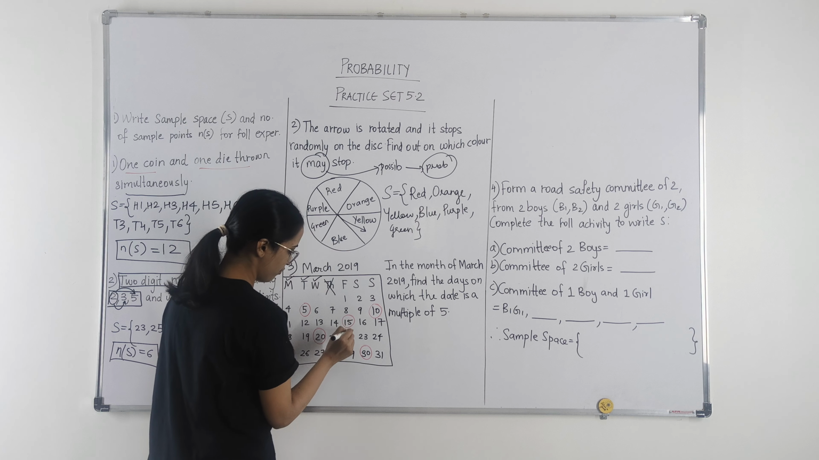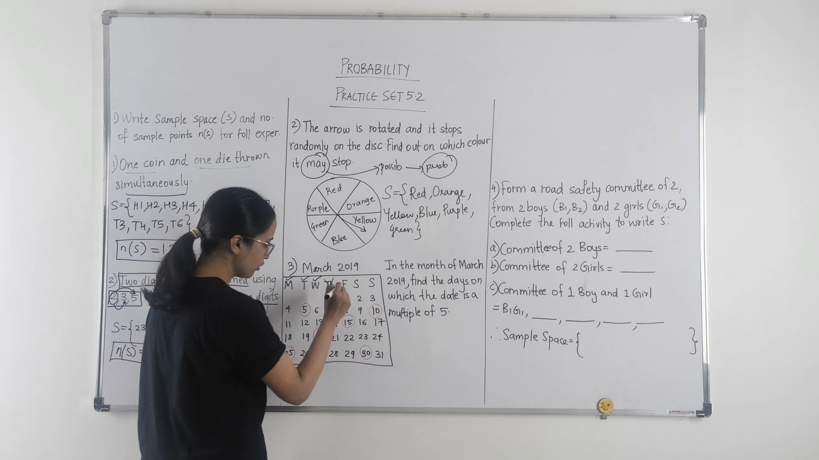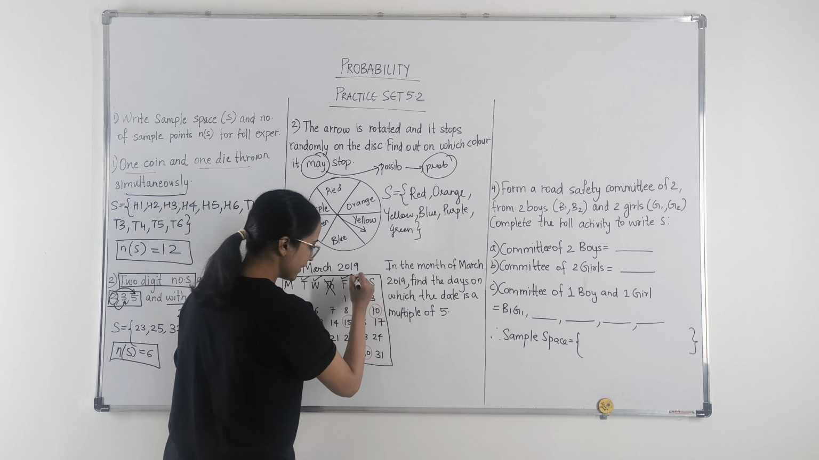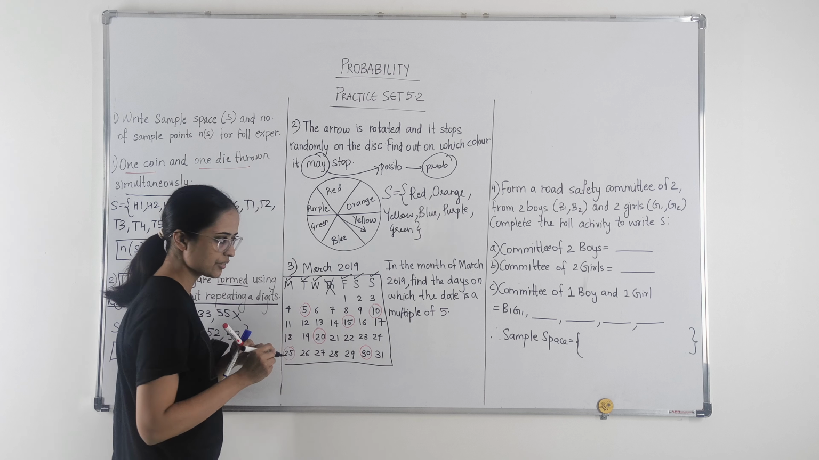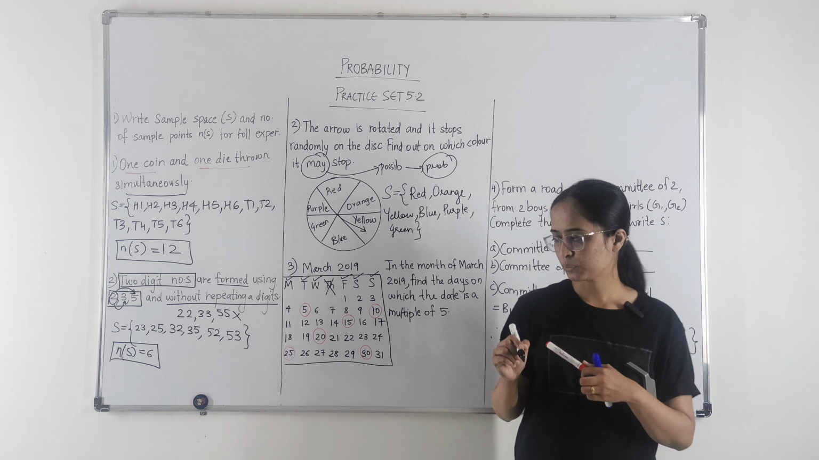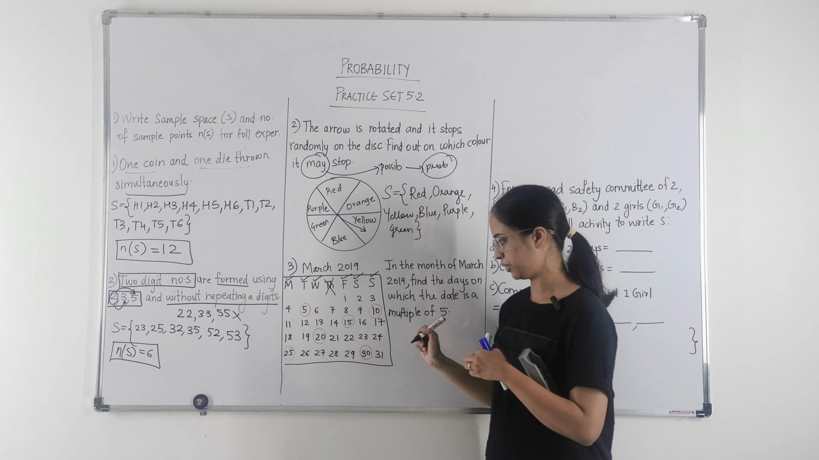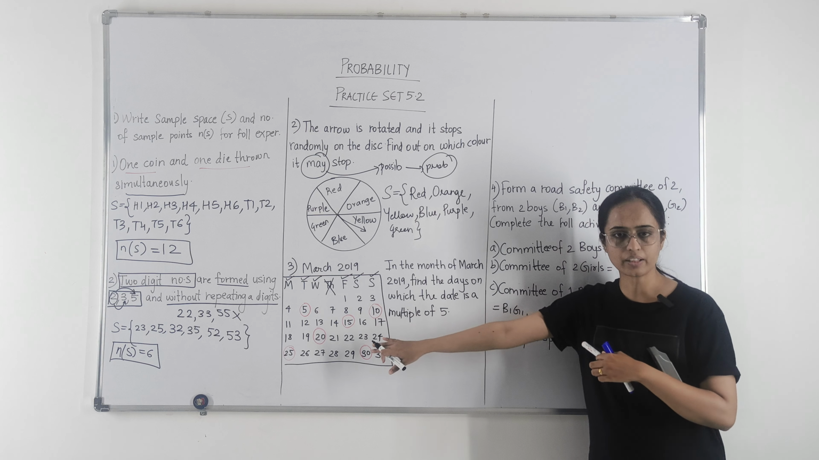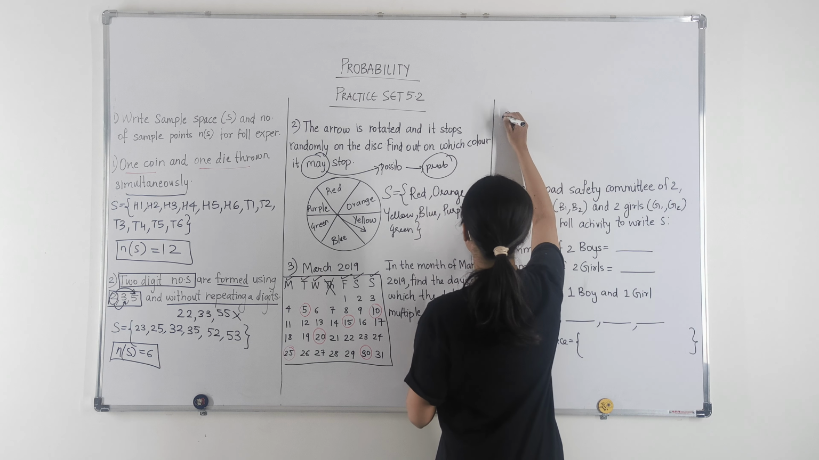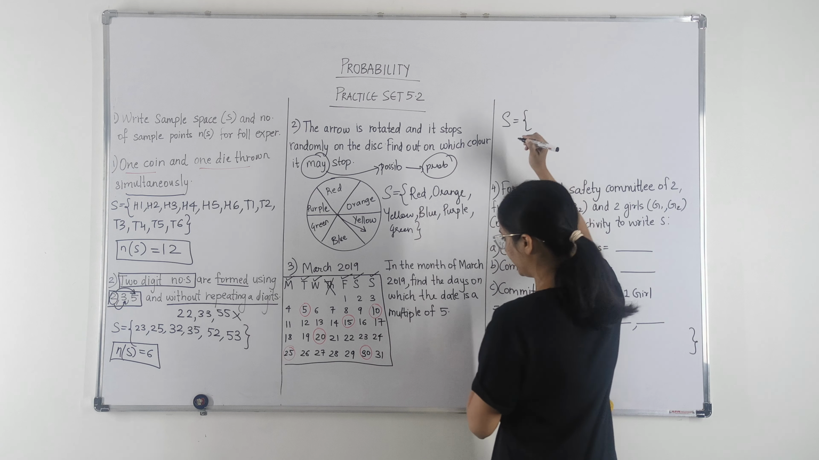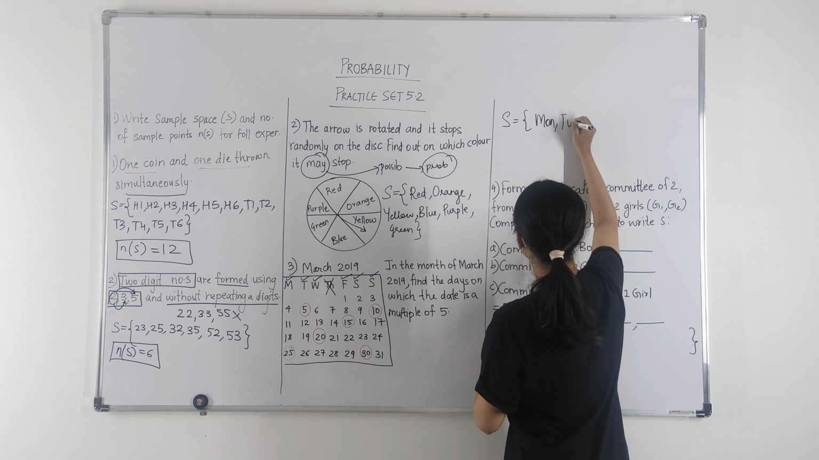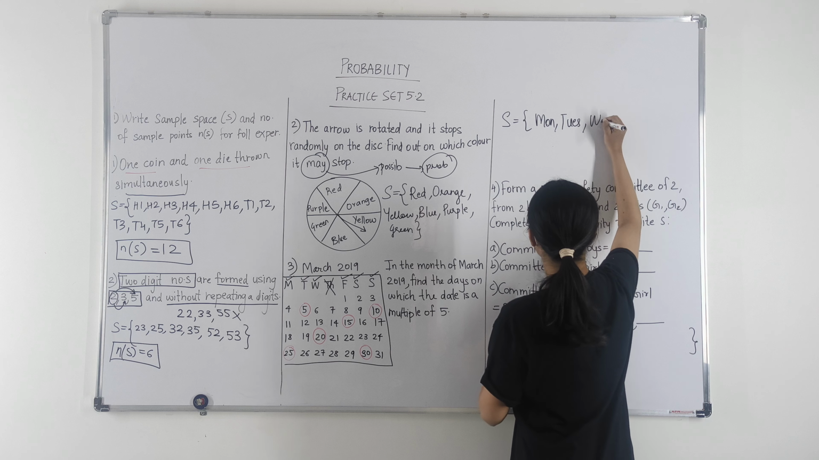Now Friday, 15th is a multiple of 5. So Friday would be part of your sample space. Similarly, 30 and 10 are for Saturdays and Sundays respectively. So if you try to write the sample space for this particular situation, considering and observing the calendar and the calculations that we have done, the sample space for this particular situation is Monday, Tuesday, Wednesday.